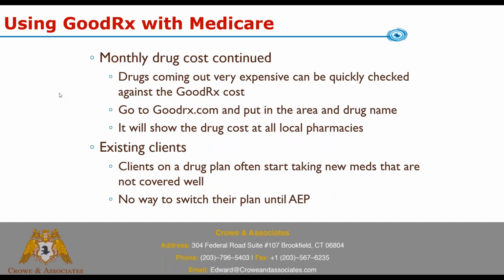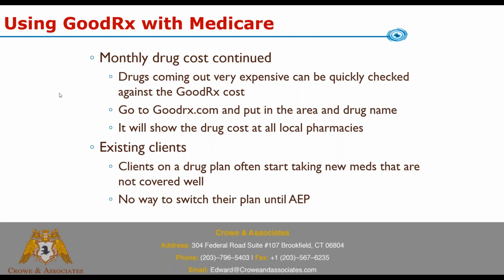So if you go to GoodRx.com, and I'll do a demonstration of this in a minute, you just put in the location and the drug name, and boom, it will run it, and it will show you where you can get that drug the cheapest at any local pharmacy. So it makes it really easy. The site is consumer facing, so they can go on there and do the same thing. And I use this with probably a quarter of my existing clients. The bigger reason I use it is for existing clients.